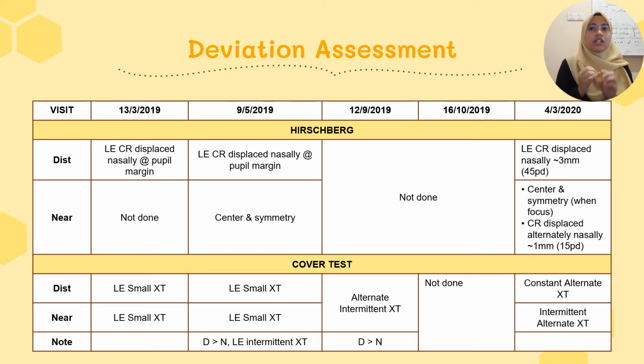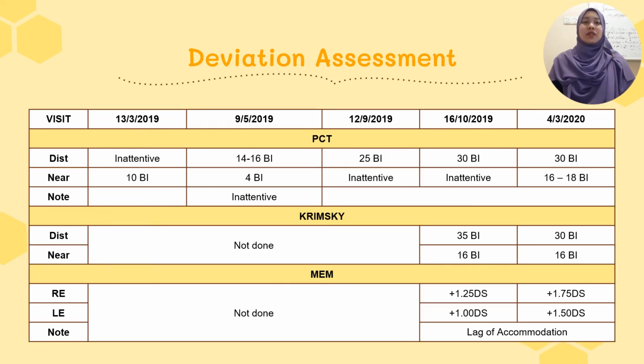For the cover test, for the first two previous visits, her findings show left eye small exotropia both at distance and also at near. However, her deviation became worse at her latest visit. The deviation became constant alternate exotropia at distance, and at near, her deviation became intermittent alternate XT. To gain more information about the magnitude of the tropia, prism cover test, PCT, and Krimsky test were performed.